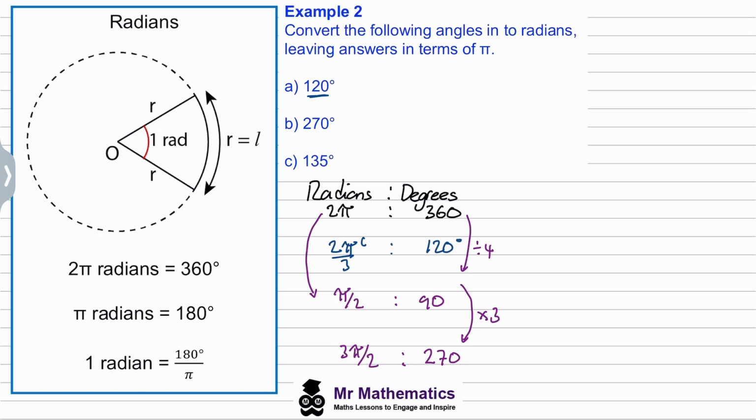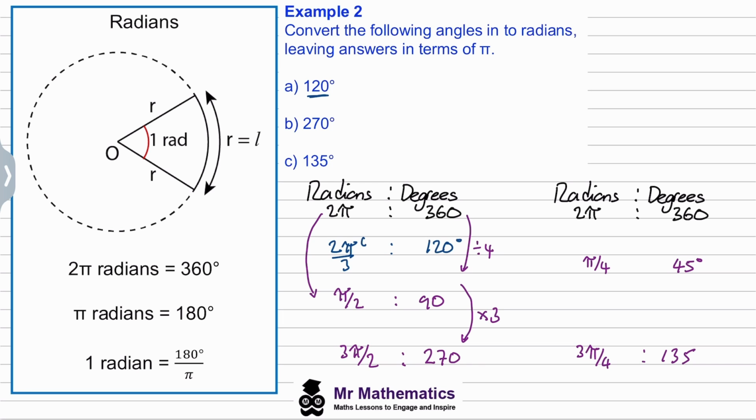For question C, for 135 degrees, well, now we know 45 is a factor of 135 and 360. So if we divide the 360 by 8, we'll get the 45 degrees. If we divide the 2 pi by 8, we get pi over 4. And then multiply the 45 by the 3 to get 135. We'll do the same to pi over 4, and we get 3 pi over 4. So 3 pi over 4 radians will be 135 degrees. Okay?